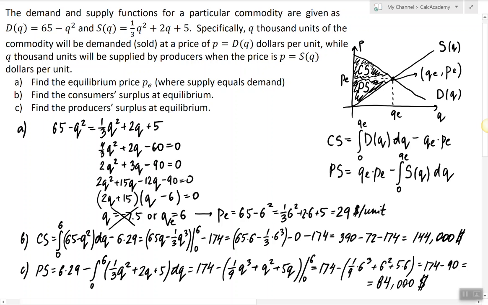So this is how we find consumers and producers surplus when demand and supply functions are given.